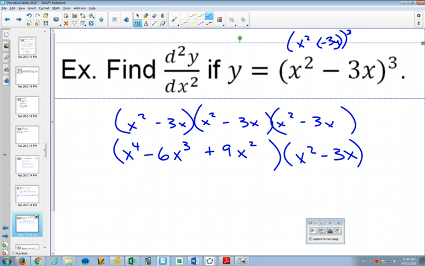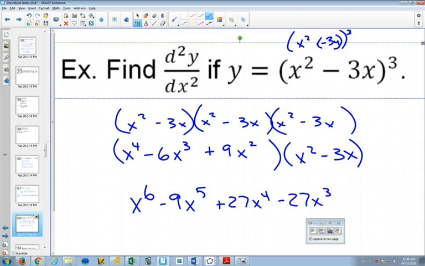So now this next one's going to get even bigger, right? We're going to get an x to the 6. I'm going to get an x to the 5 this way and an x to the 5 this way. That's going to give me minus 9x to the 5. I'm going to get an x to the 4 here, so 9 of them, plus 18 of them, plus 27x to the 4. I'm going to get an x cubed here, so minus 27x cubed.